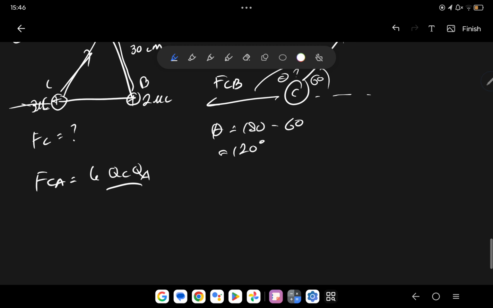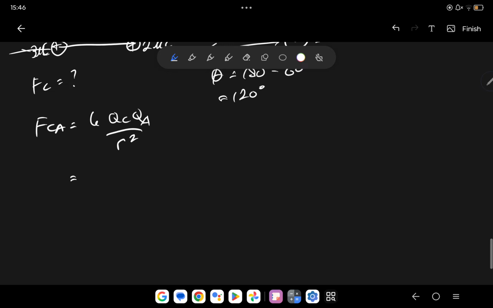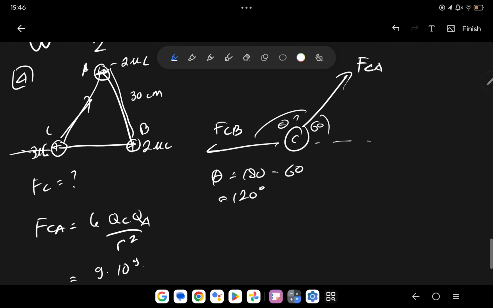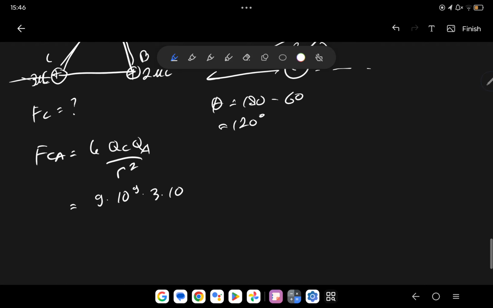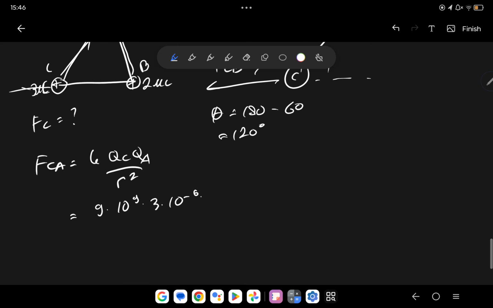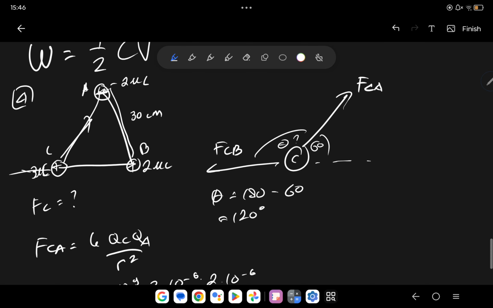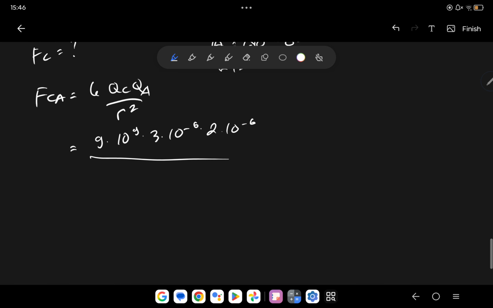FCA is equal to k QC QA over R squared. R is the same for both. 9 times 10 to the power of 9, multiplied by QC, which is 3 times 10 to the power of negative 6, and QA is 2 times 10 to the power of negative 6, divided by R squared. R squared is 0.9. Wait, no. 0.3 multiplied by 0.3, that's 9 times 10 to the power of negative 2.